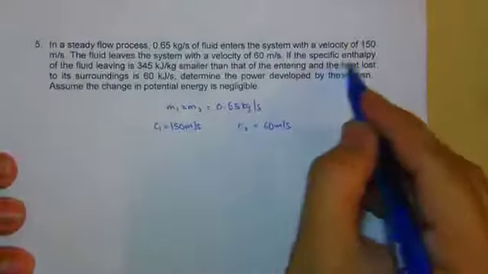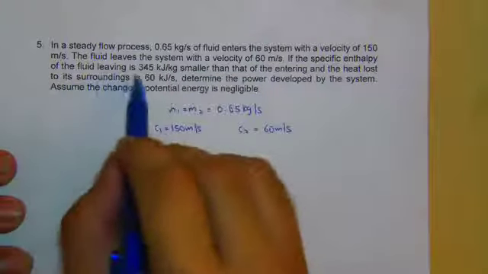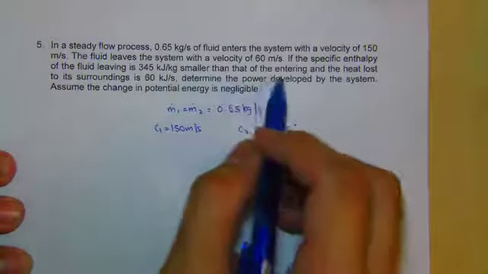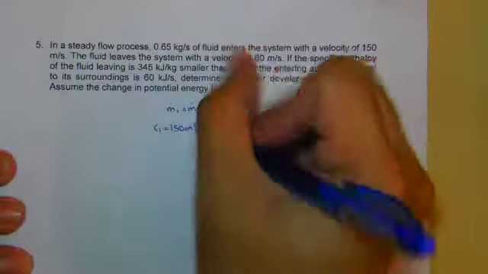Specific enthalpy of the fluid leaving is 345 kilojoule per kg smaller than that of the entering. So leaving is 345 smaller than that of the entering. So entering is bigger than the one that is leaving. Entering in this case will be H1, leaving H2, and the difference is 345 kilojoule per kg. So this statement here is transformed into this mathematical statement.